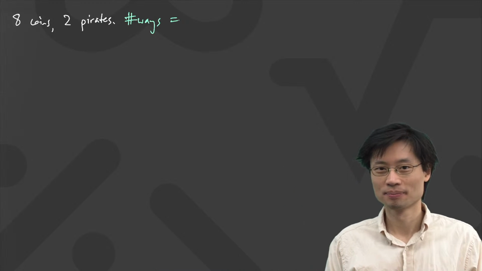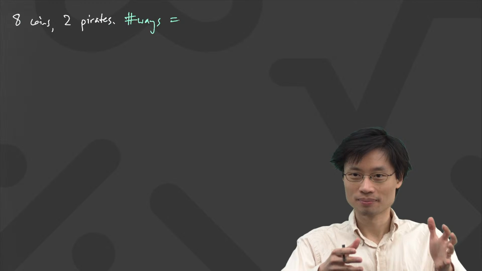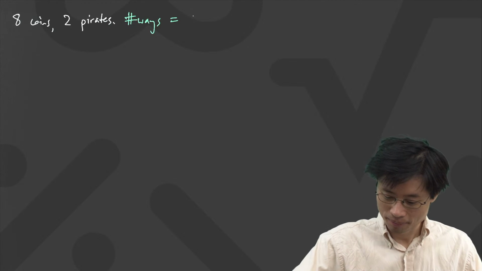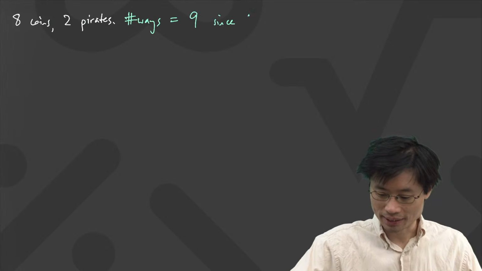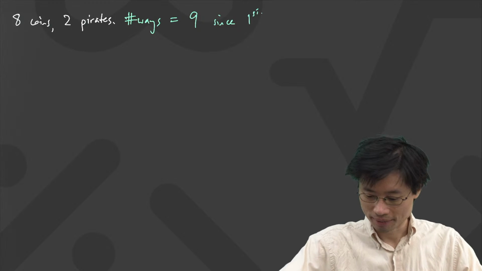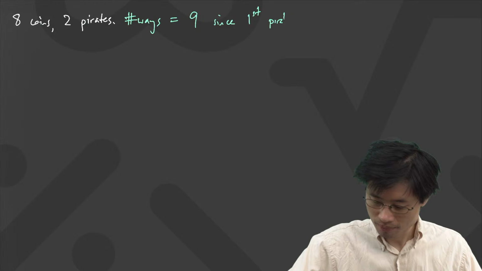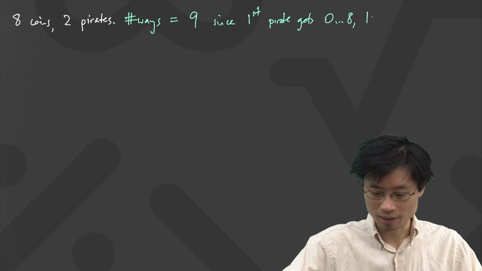Braden. Well, you say that you'll give some value of points from 0 to 8 to the first pirate, and then the second pirate gets the rest. Yes. So you have 9 choices for the first pirate, and you just have 9 choices, since the first pirate gets 0 up to 8, and then the second pirate gets the rest.